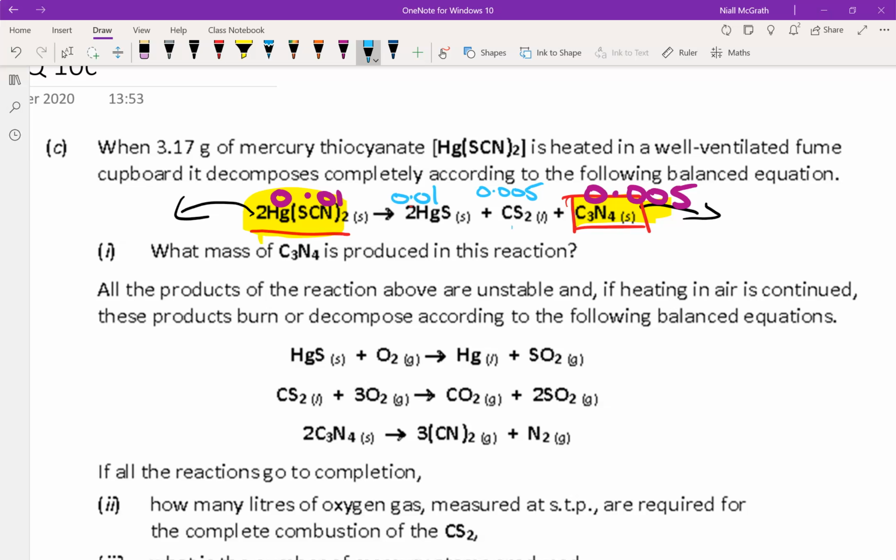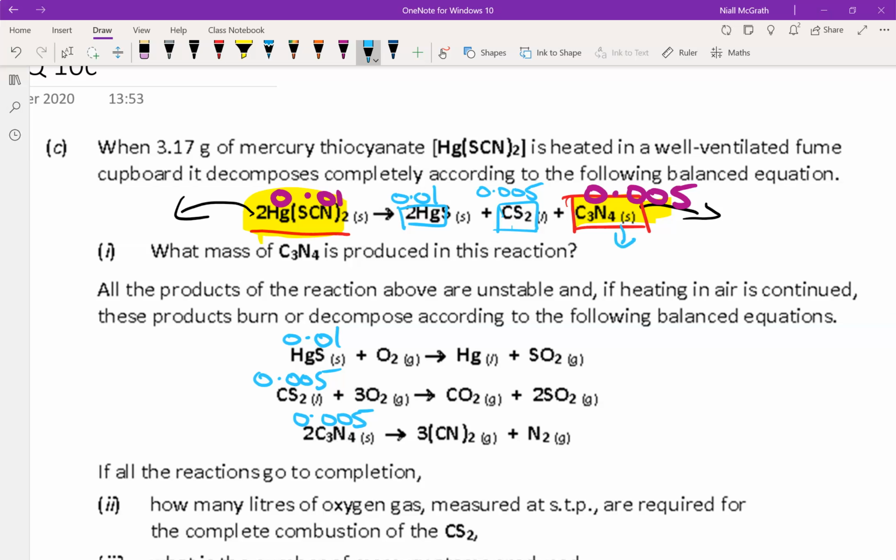Those number of moles, when we bring them down to the other reactions, they don't change. The numbers in front might change here, but they're just showing a ratio. Alright? But you have the same amount. So the number of moles isn't actually changing when you bring them down. So when you have HgS down here, you still have 0.01 moles. Your CS2, you still have 0.005. Our C3N4, you still have 0.005. Because it is the same quantity.